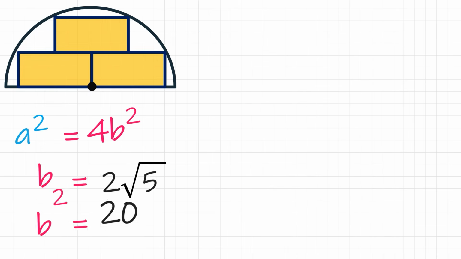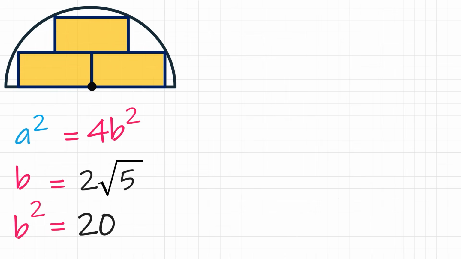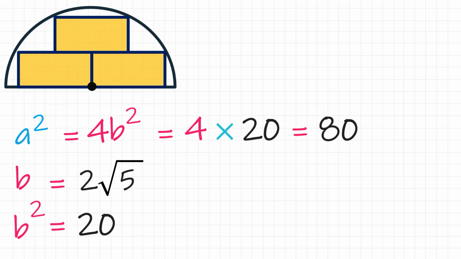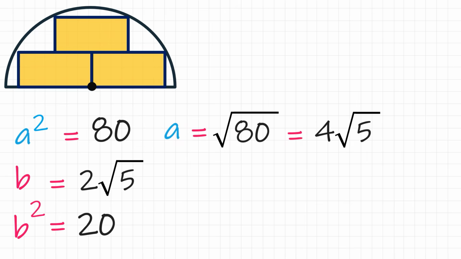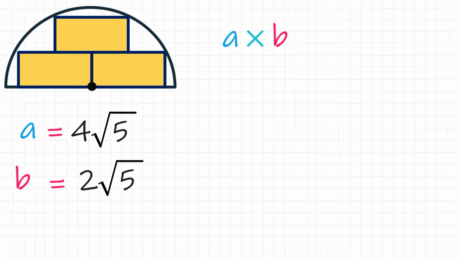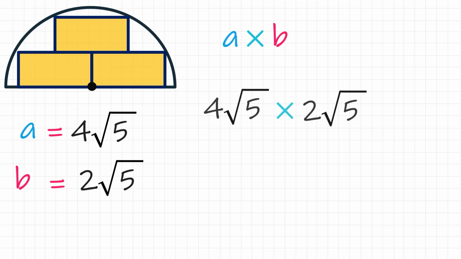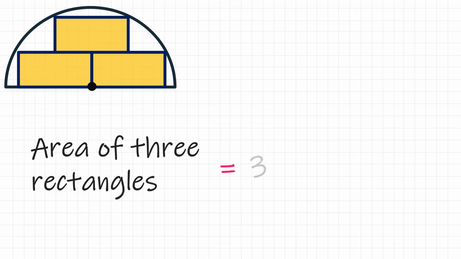With the height found, we can substitute it to find a, the width. First, we multiply 4 by 20 to get 80. Take the square roots of both sides, and we have √80, or 4√5. The area of one rectangle is a times b, so we multiply 4 by 2, and √5 by √5. We get 8 times 5, which is equal to 40. And for all 3, the total area is 3 times 40, which equals 120.